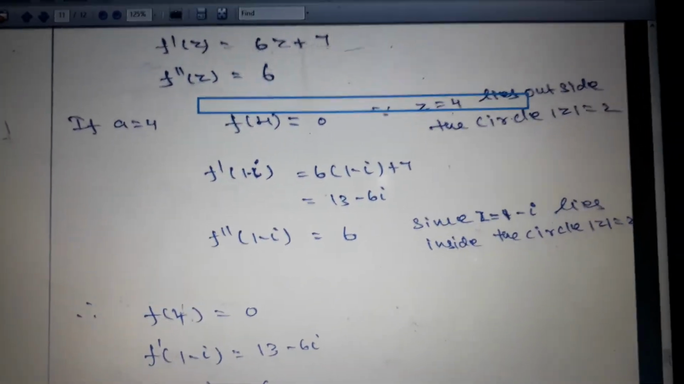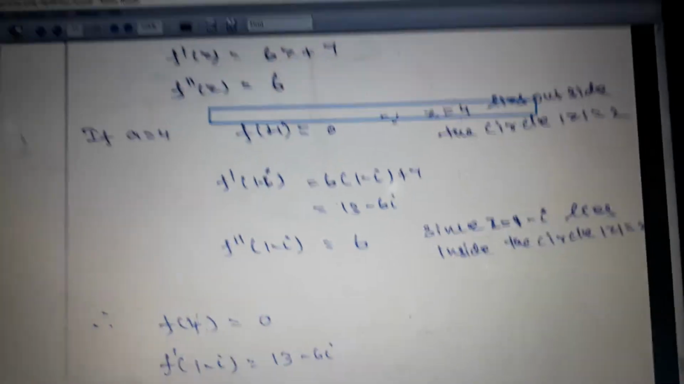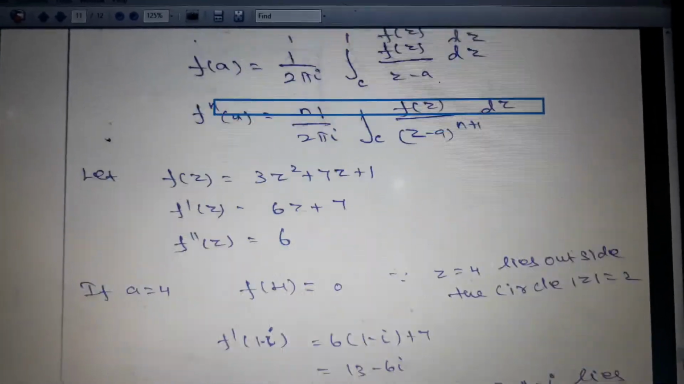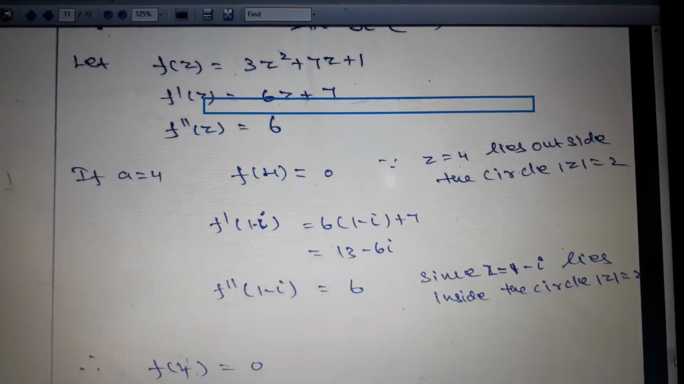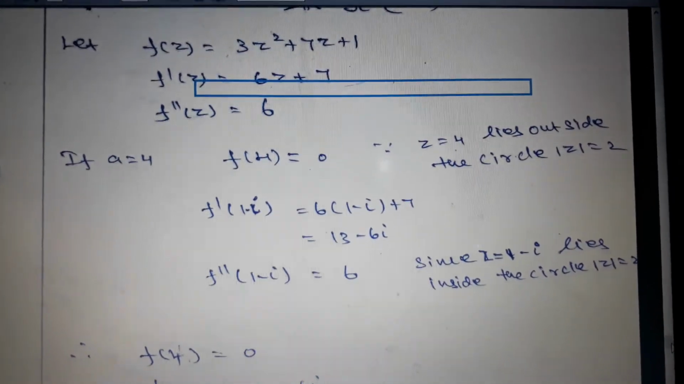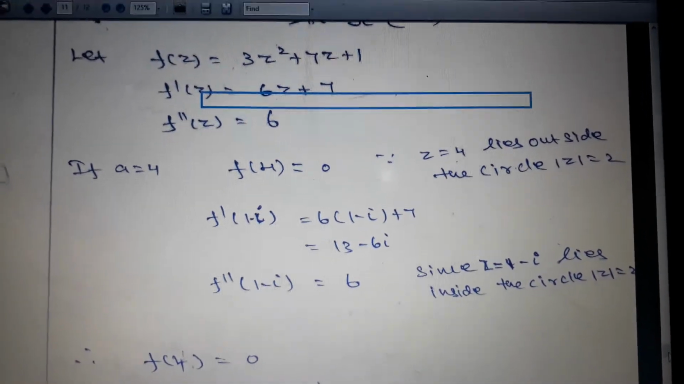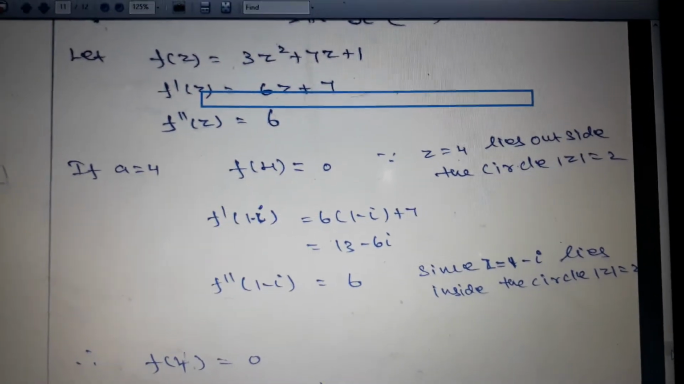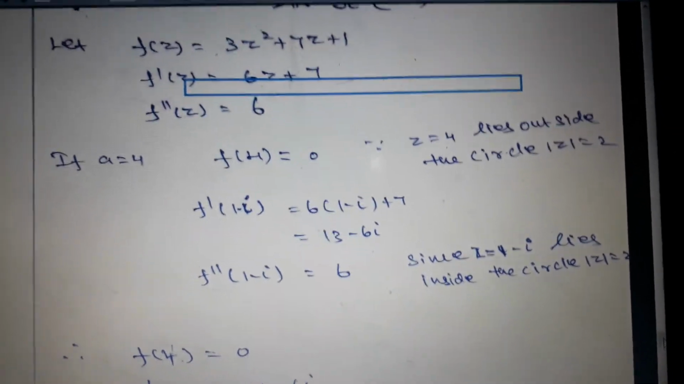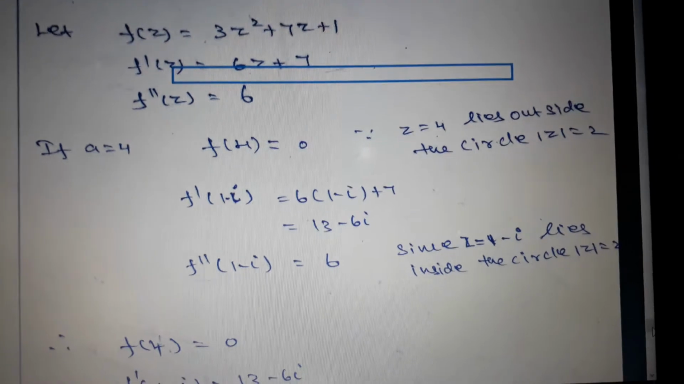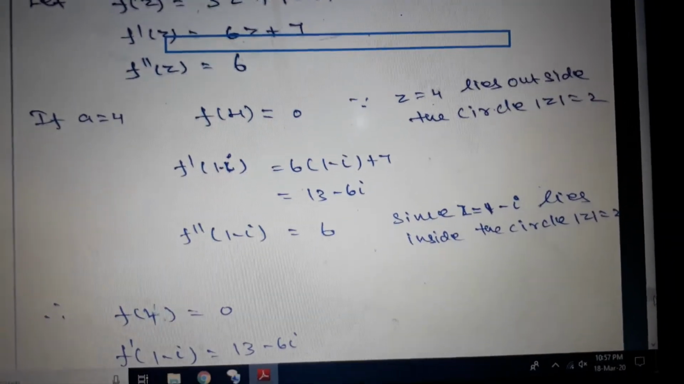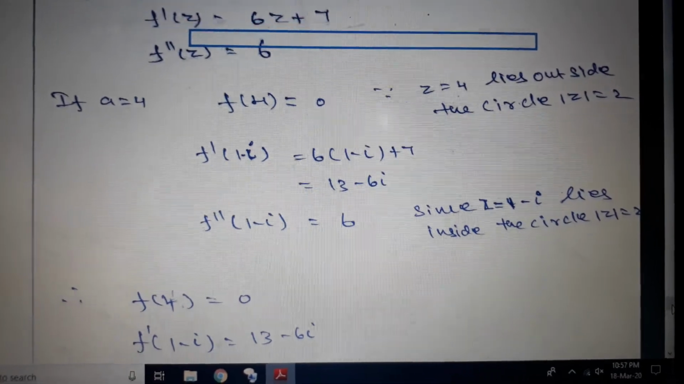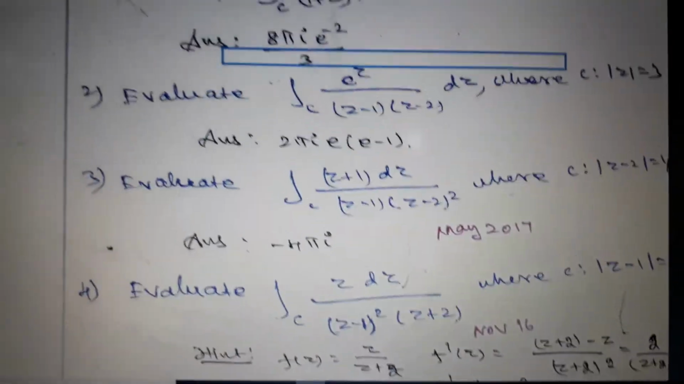This is an 8-mark problem. Very simple, only a 3-line problem. Just write the formula, then compare it with f of z, then substitute the value. 4 lies outside, so 0. 1 minus i lies inside, so directly I can find f dash of z and substitute 1 minus i. As well as find f double dash and substitute 1 minus i, you will get the answer. So please work it out.